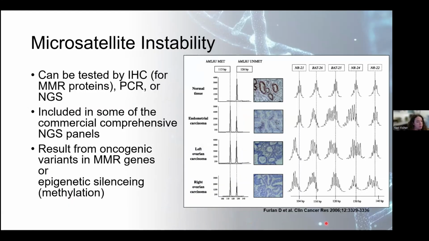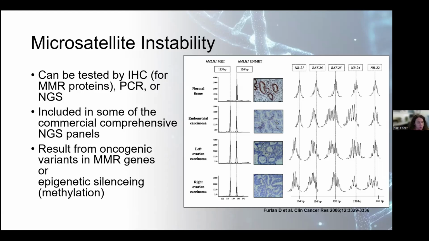Okay. So we can test for microsatellite instability using IHC for the MMR proteins. We can do a PCR test for areas of known microsatellites, or we can do it on NGS. Microsatellite testing is included in some of the commercial comprehensive NGS panels, but it doesn't always work as well as the PCR-based tests that we know.